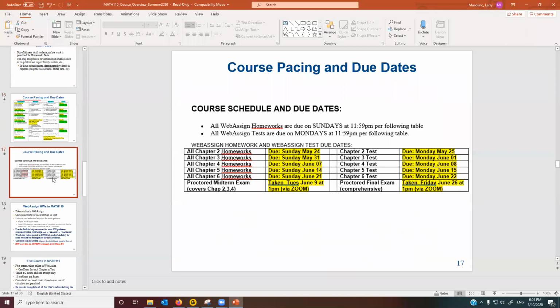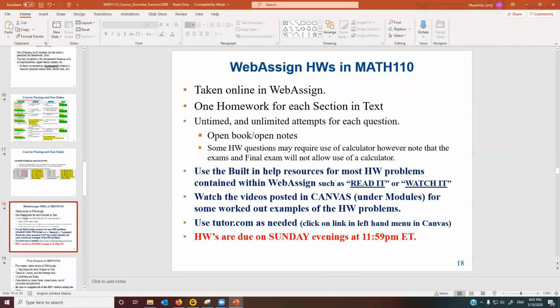Folks, here's a listing of all the due dates. These are the homework due dates here. These are the test due dates here. Here's the midterm exam. Here's the final exam. Folks, please mark these due dates on your calendar. Please don't miss any of these due dates. Again, there's no late work permitted.